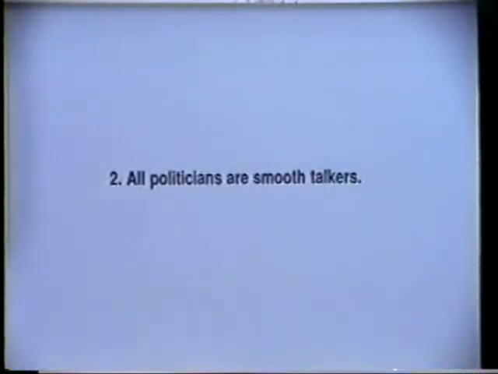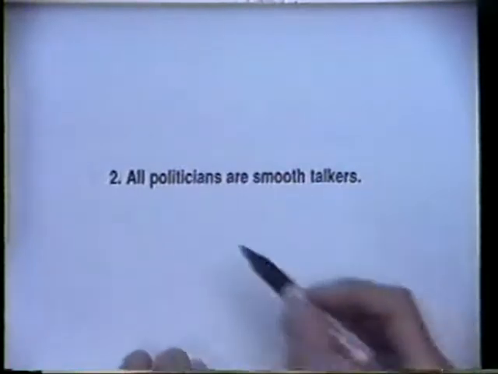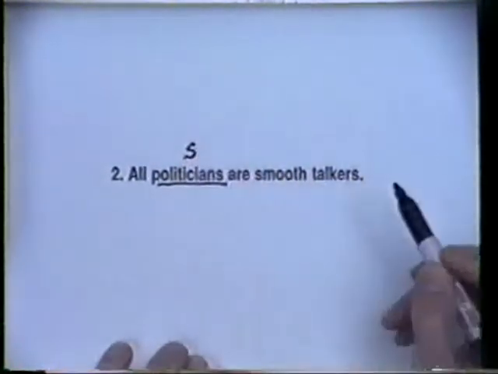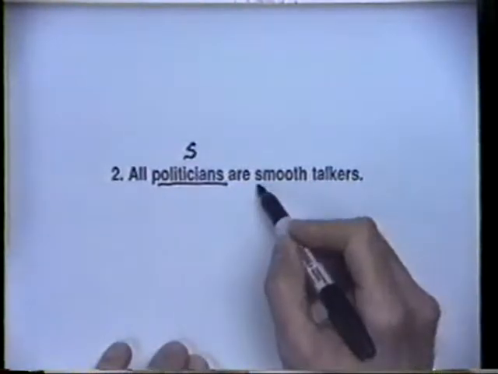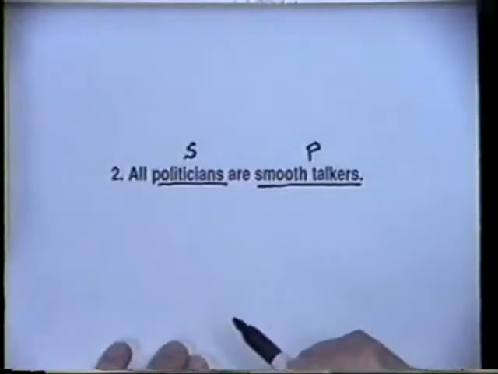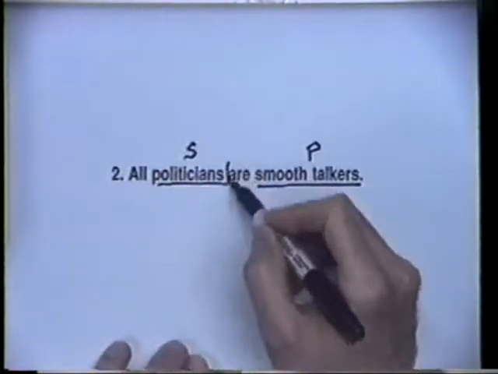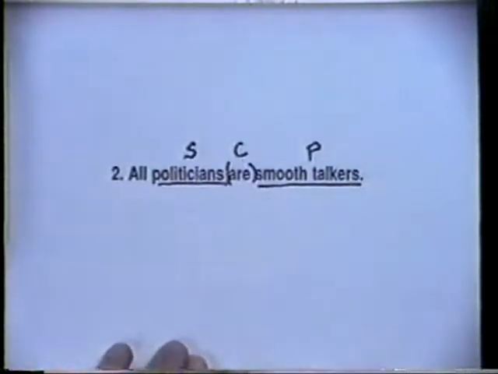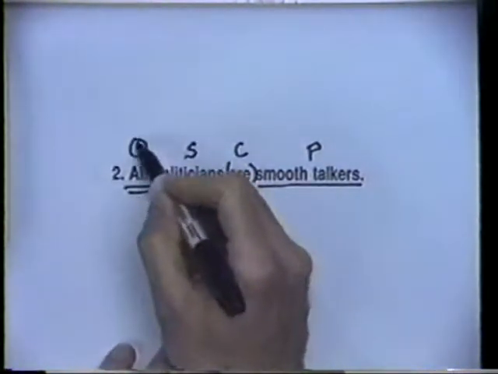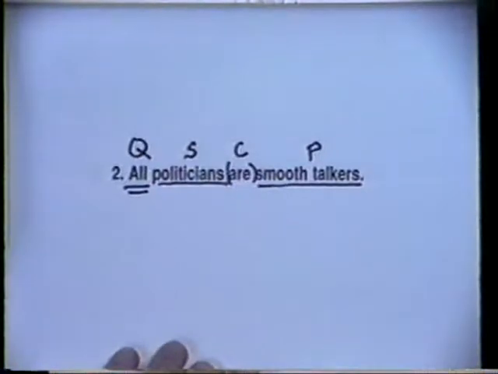All politicians are smooth talkers. Here again we've got the subject term, politicians, the predicate term, smooth talkers. The copula in this sentence again is are, and the quantifier all. And this sentence talks about every politician and says that each of those politicians are smooth talkers.